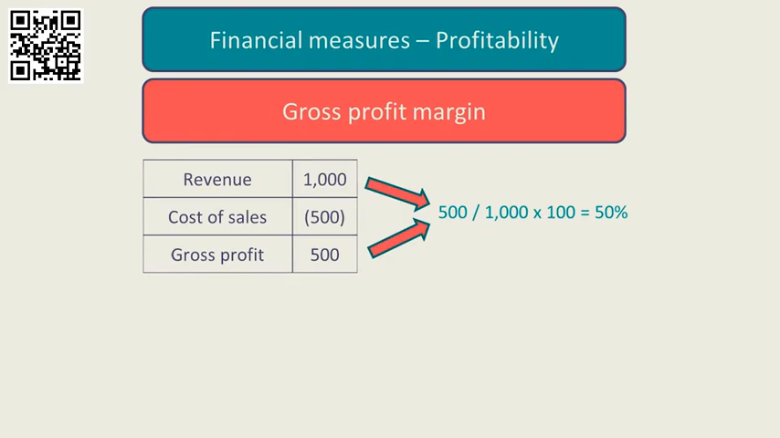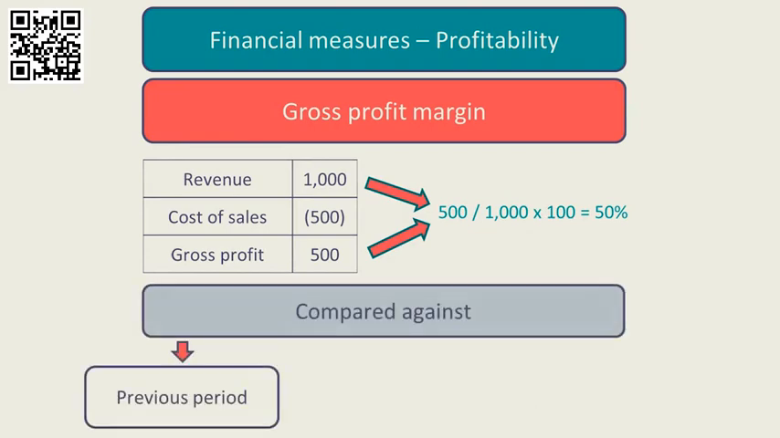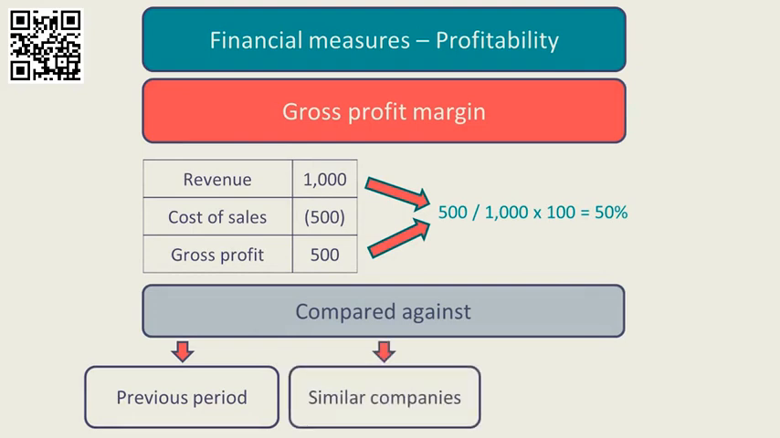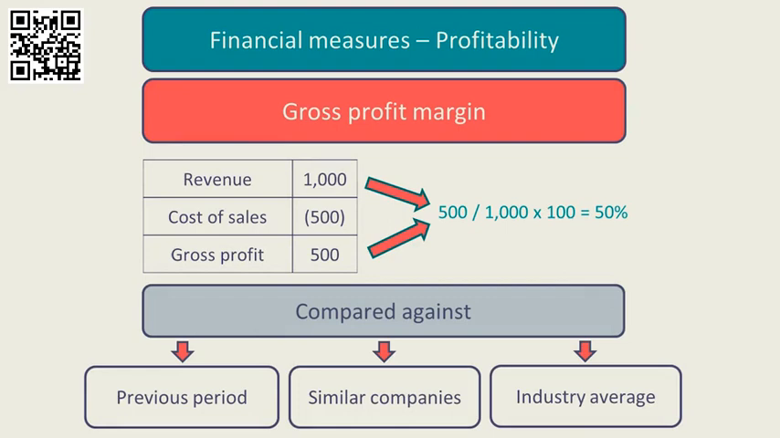The measure can be used for comparisons against previous periods within the same company, comparisons against similar size companies within the same industry, or maybe against an industry average. The gross profit margin is rarely used in comparing companies in different industries, as dependent on the nature of the business, they could have very different cost structures.